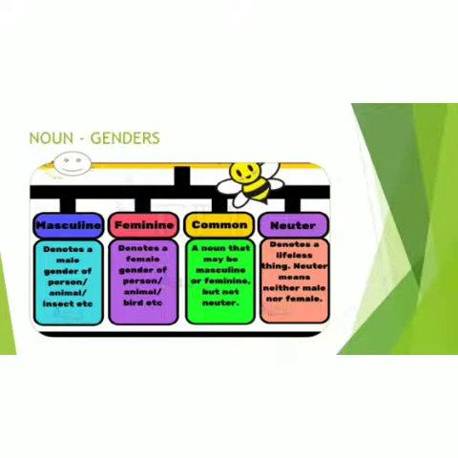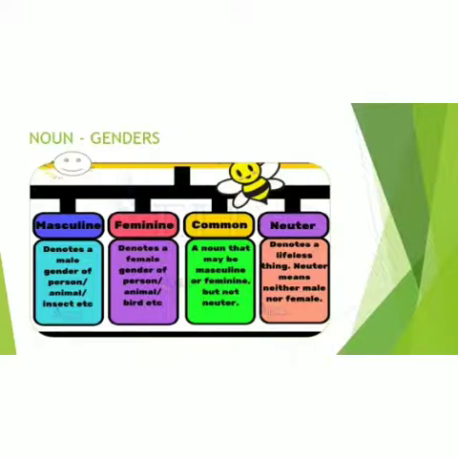Now let's see the four genders of nouns. Nouns can be classified into four genders: masculine, feminine, common, and neuter. Masculine nouns refer to male and feminine nouns to female. For example, men are to women, bulls are to cows.